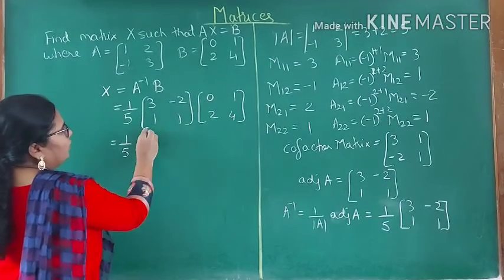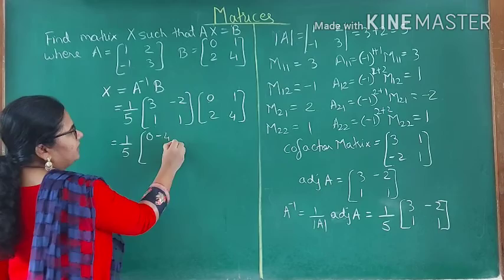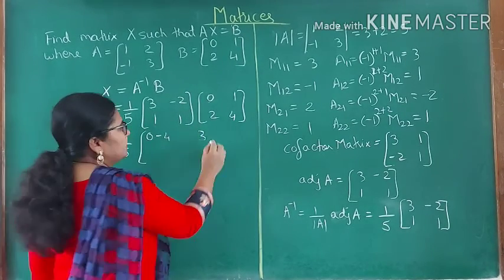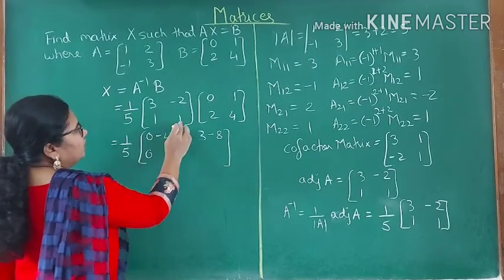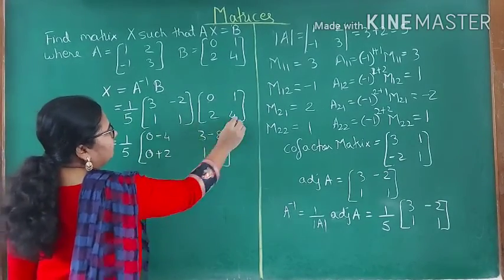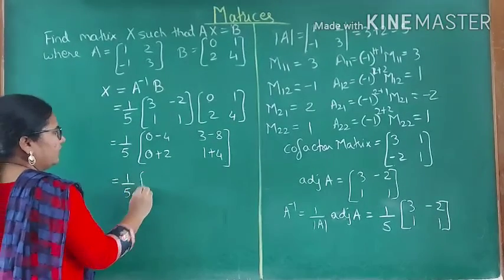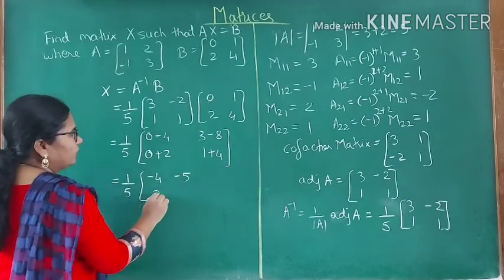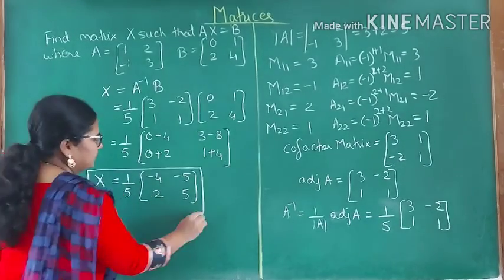So row and column: 3 zeros are 0, minus 2 into 2 is minus 4. Then 3 ones are 3, minus 2 into 4 is minus 8. Then next, 1 into 0 is 0, 1 twos are 2. Then 1 into 1 is 1, and 1 fours are 4. So this is equal to 1 upon 5 into minus 4, 3 minus 8 is minus 5, 2 and 5. So this is your matrix X.